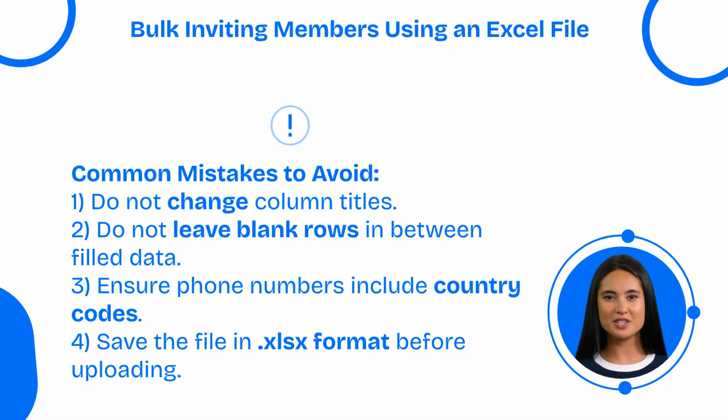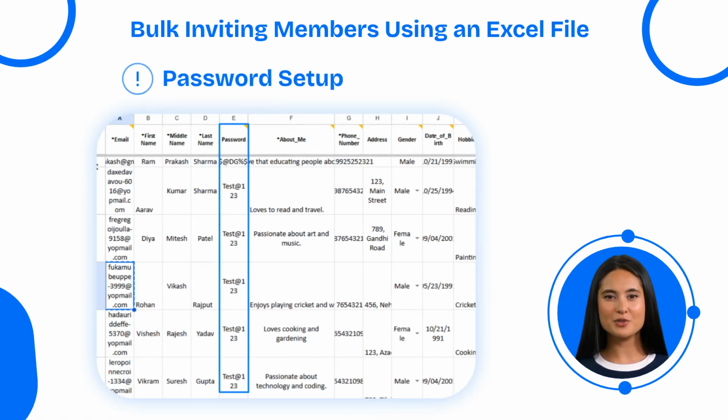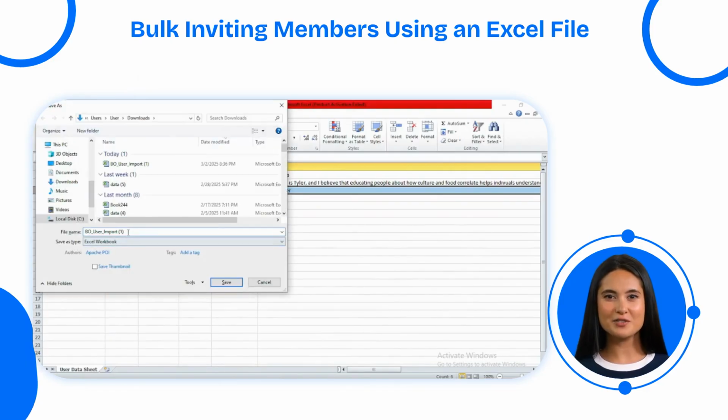preset drop-down options. You can also preset passwords for your members in the Excel file, but keep in mind this means you'll need to manually communicate each password to them, which can be time-consuming and less secure. If you leave it blank, members will be prompted to set their own password during login. Once you've filled in the details, save the file and make sure it's in .xlsx format.